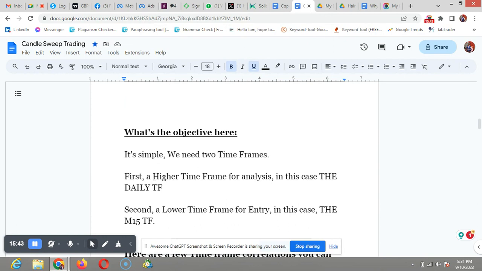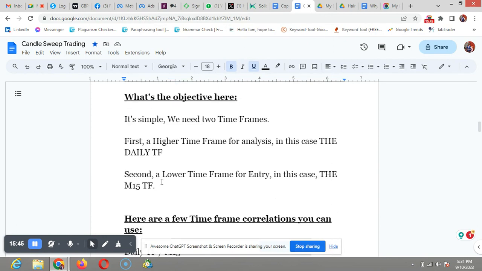Secondly, we need a second time frame, which we refer to as our lower time frame. Our lower time frame would be for the entry. The first one is we need a higher time frame, for analysis, and in this case it would be the daily time frame. The second time frame, our lower time frame for entry, would be the 15 minutes time frame.